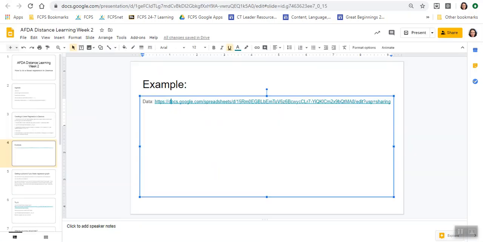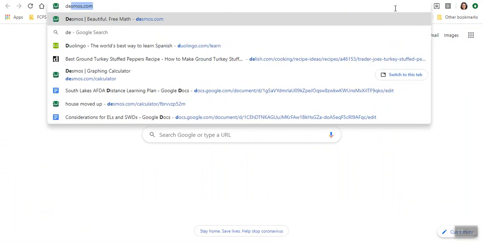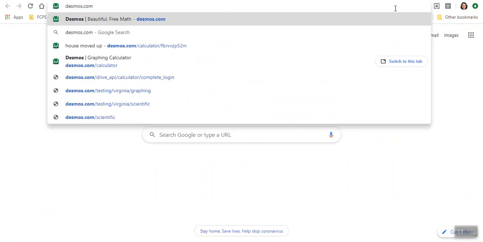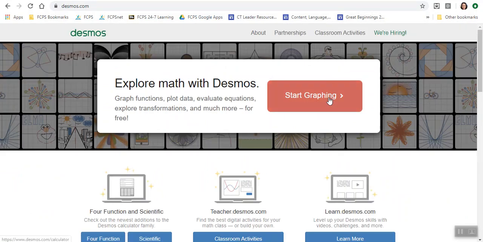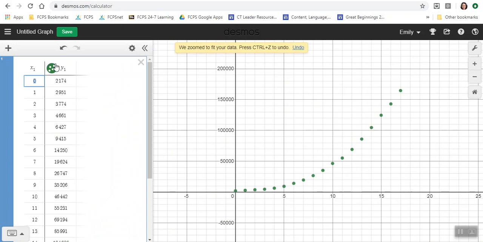And then I need to actually go into Desmos. So I'm going to open desmos.com. Click Start Graphing. Now remember, I copied that data. So right here in this box, look, it's not even a table. You're going to paste it there, and you can see your data. And actually Desmos says here, we zoomed to fit your data. So they already gave you a window that fits your data, so that's really helpful.